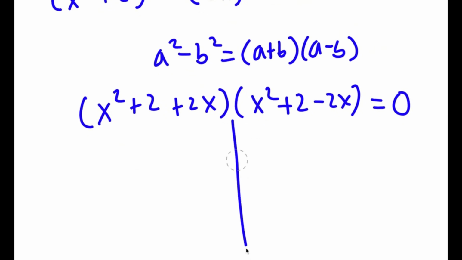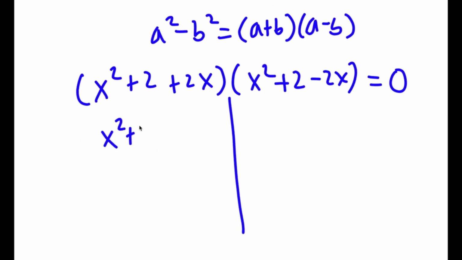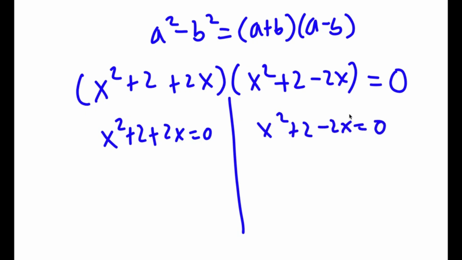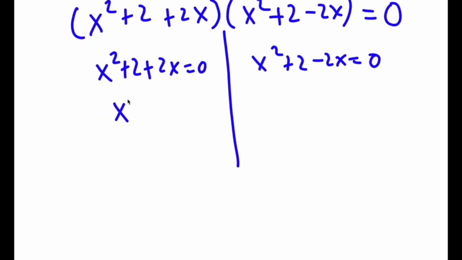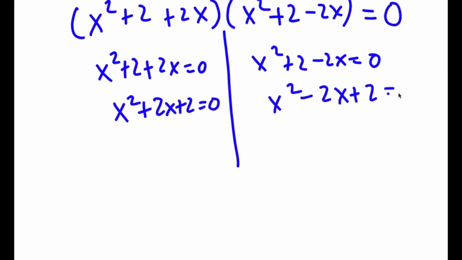So now this gives me two equations. I have x squared plus 2x is equal to 0, and I have x squared plus 2 minus 2x is equal to 0. To solve these, all we have to do is simply plug these into the quadratic formula. So I'll rewrite this as x squared plus 2x plus 2 is equal to 0, and I'm going to write this as x squared minus 2x plus 2 equals 0.